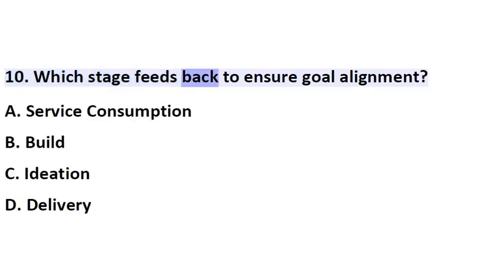10. Which stage feeds back to ensure goal alignment? A. Service consumption. B. Build. C. Ideation. D. Delivery. Answer: A. Service consumption.